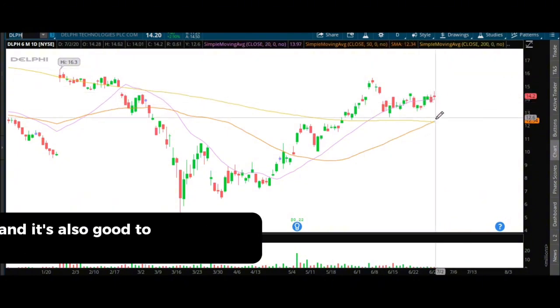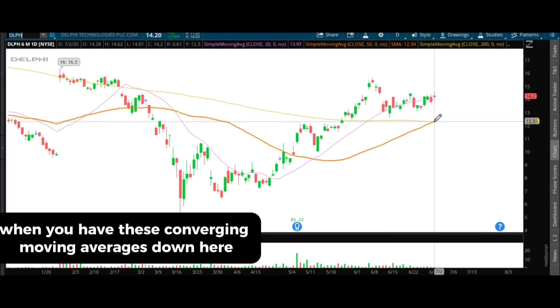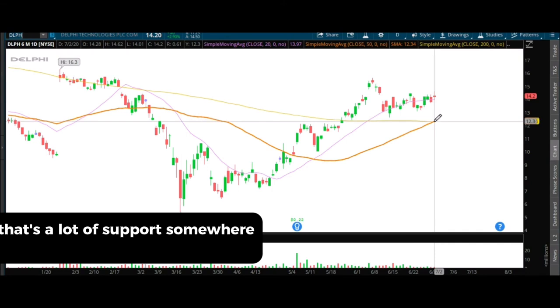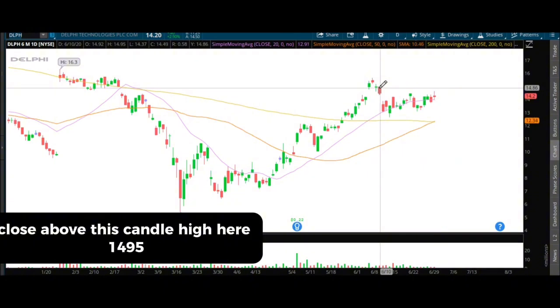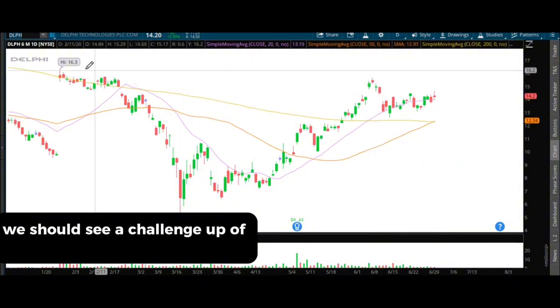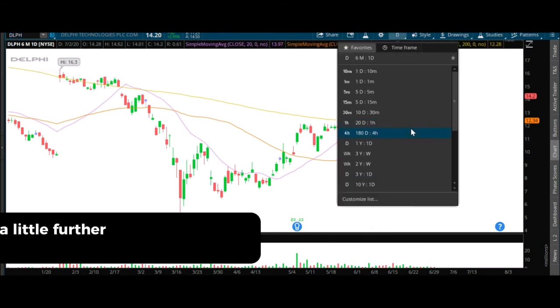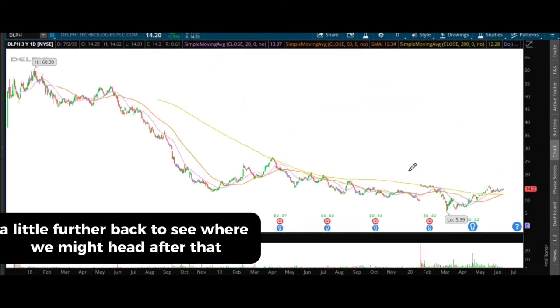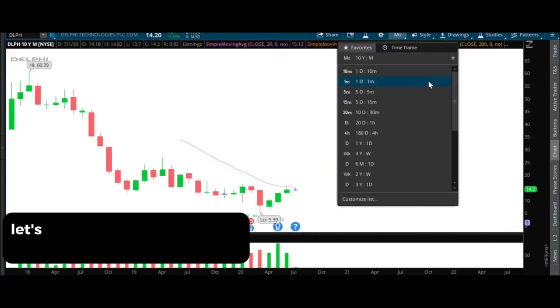And it's also good to know where you're wrong, which, when you have these converging moving averages down here, that's a lot of support, somewhere around $12, and close above this candle high here, $14.95. We should see a challenge up at the high at $16.30 right here. And let's take a look a little further back to see where we might head after that. Wow, like I said, this is a huge downtrend. Let's take a look at the weekly chart.